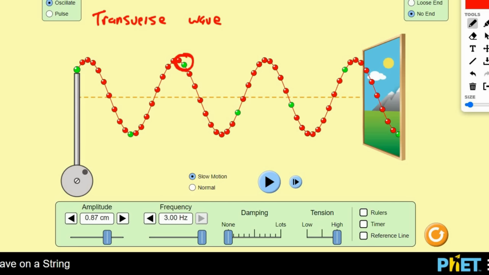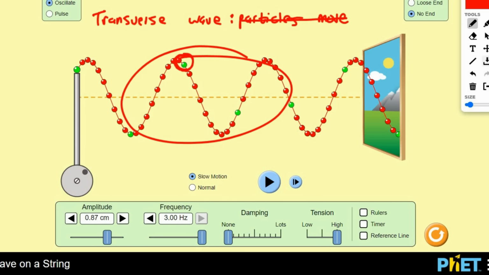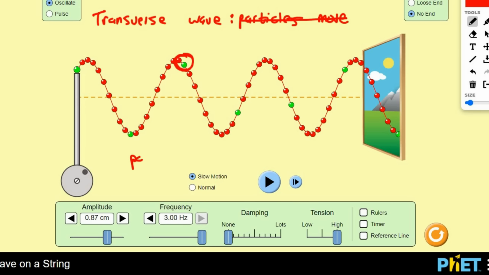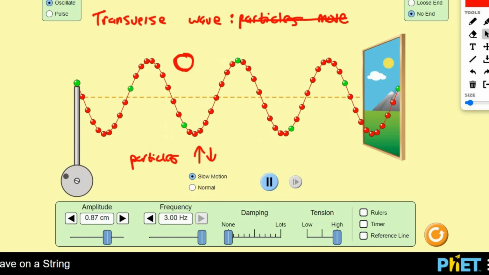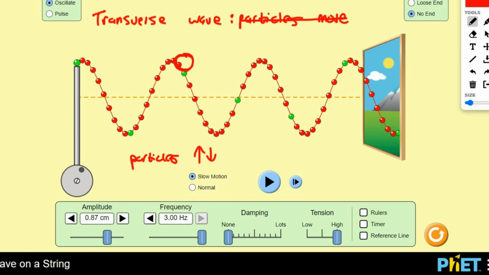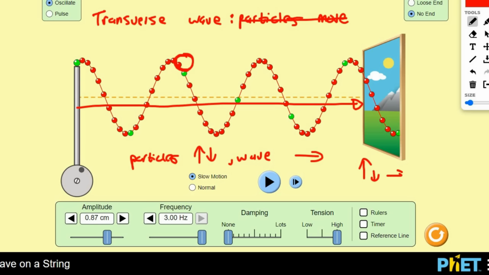So what we can say is that the particles, each of these is a particle, are going up and down for this example over here. But what is the wave doing? Now let me play this for you in real time, and you can see what the wave is doing. Is the wave going up and down or left and right? This whole thing is the wave. How amazing is that? So what we can see is that the wave is moving to the right. So the particles are going up and down, but the wave is going to the right.